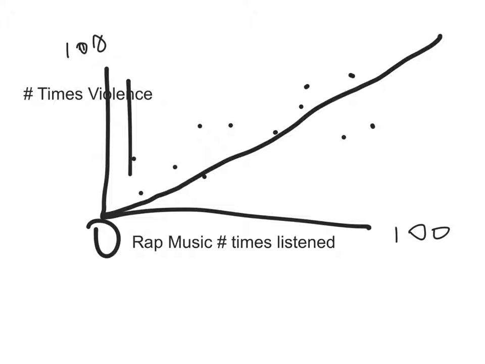So a correlation can imply cause and effect. In fact, in this case, it's probably both are doing both. But more so, the violence is probably having a bigger effect on causing people to listen to rap music than the other way around. Okay? So if you see a correlation, you can actually test that by setting up a real experiment.